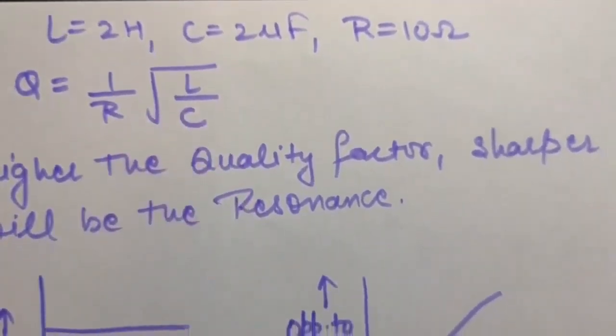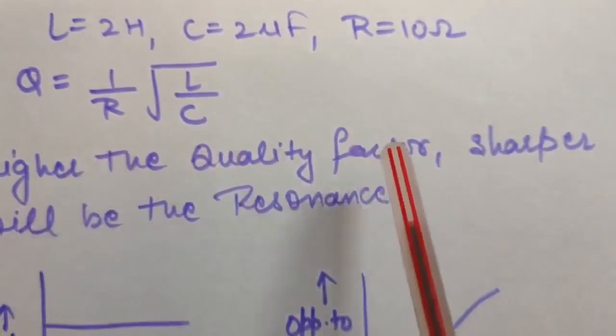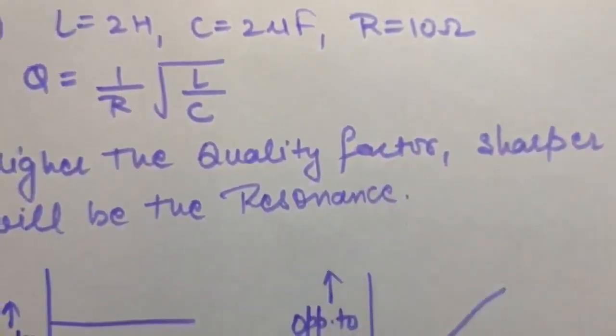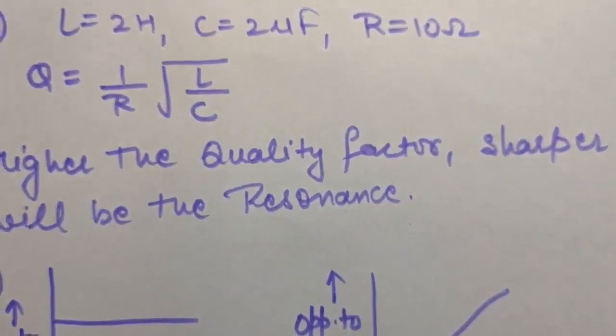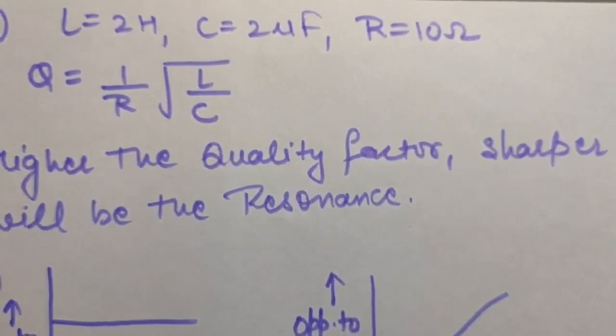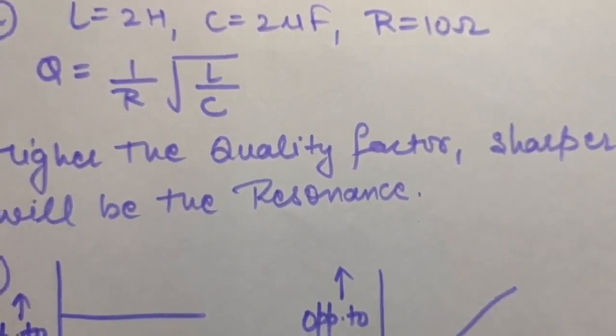In the second part of the question, it is asking what is the significance of quality factor. So the higher the quality factor, the sharper will be the resonance. That is, the higher the value of quality factor you have, the sharper your resonance will be. Therefore we prefer to have a high quality factor so that we can have sharp resonance.